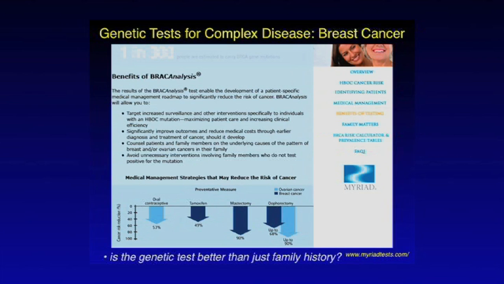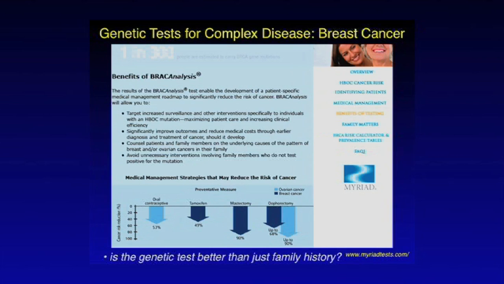And this is what they had on their webpage. So they say things like, well, you could have targeted increased surveillance. That's good. That with earlier diagnosis, you could have reduced medical costs and improved outcomes. Yeah, that will come from the increased surveillance. You can counsel other patients and family members that they might be at risk, although that's not really a therapy. And they say you can avoid unnecessary interventions. That could be true. But it's a question. What would you do with this information when you had it? That would be more than you would know just by having a family history.